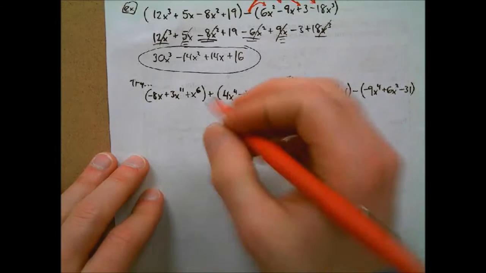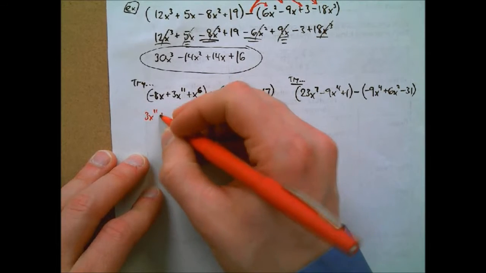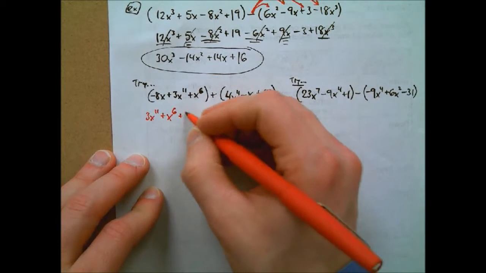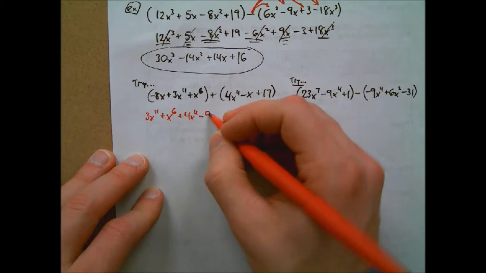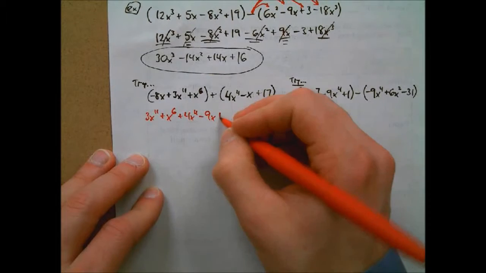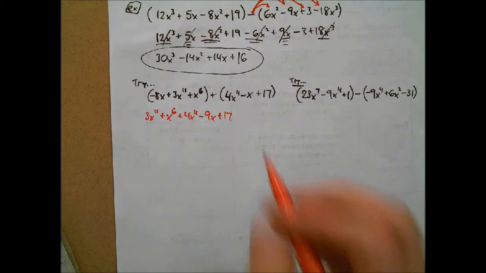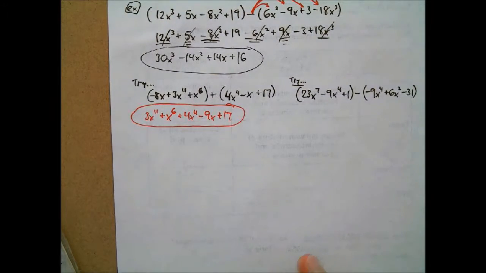Okay, you said 3x to the 11th plus x to the 6th plus 4x to the 4th minus 9x plus 17. Yeah, this one was kind of lame. There was only one pair of like terms there to combine, so that is your final answer, and in standard form. Very good. This one wasn't very exciting.